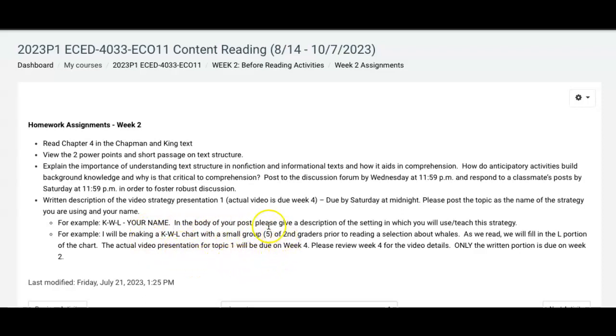So here is a longer example. I will be making a KWL chart with a small group, 5 second graders, prior to reading a selection about whales. As we read, we will fill in the L portion of the chart. Remember, the actual video presentation for topic 1 will be due week 4. If you have any questions, please be sure to ask me.